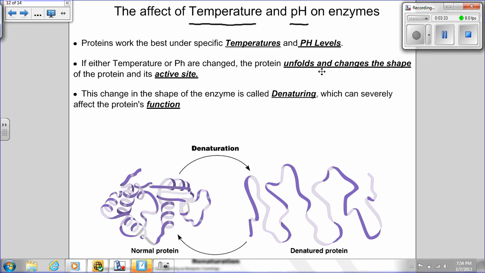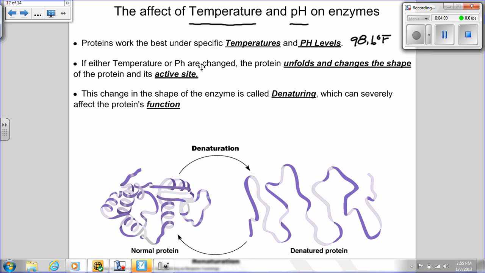Our proteins in our body work best under our average body temperature of 98.6 degrees Fahrenheit. If we have anything above or below 98.6 degrees Fahrenheit, we are outside of the optimum or ideal range of temperature. Our pH in our body is right around neutral, so anything more acidic or more basic than our normal body conditions would also have an effect on the folding of proteins.